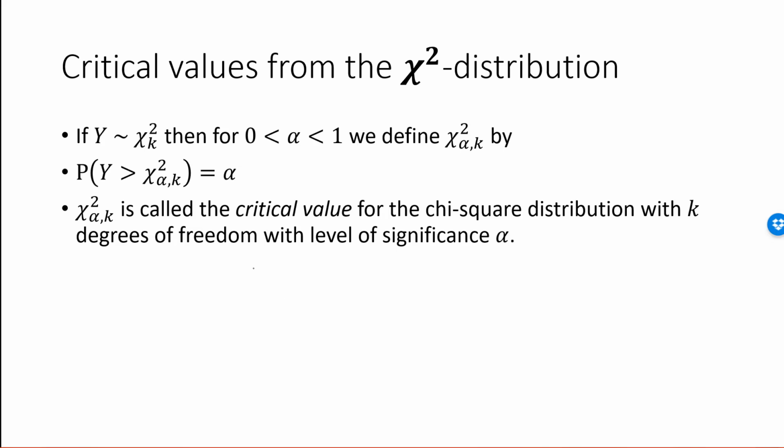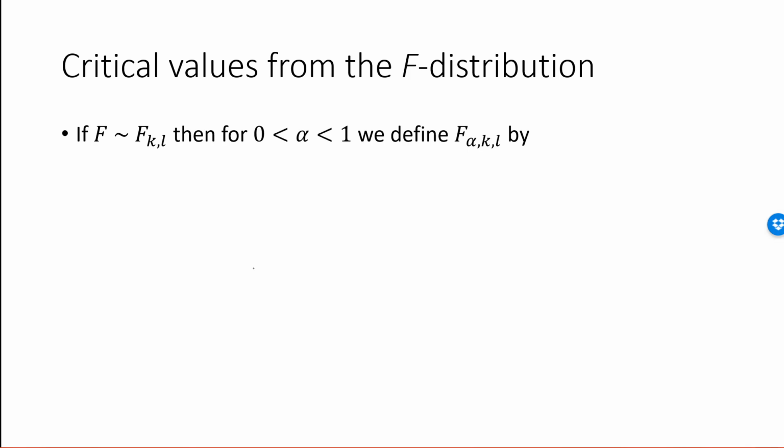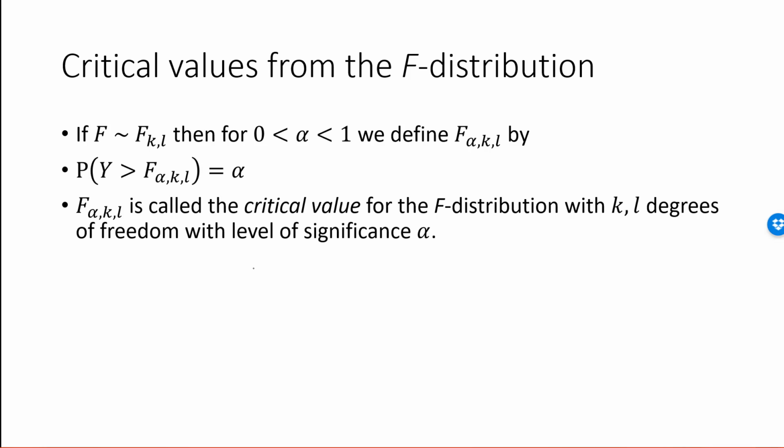Finally, the F distribution, same thing. I have a random variable that follows an F distribution with k and l degrees of freedom. I have a probability alpha. Then I define F alpha, k comma l, as the critical value such that the probability that I'm in the right-hand tail is alpha. And this is called the critical value for the F distribution with k and l degrees of freedom and level of significance alpha. Same relationship, the bigger the alpha, the smaller the critical value.